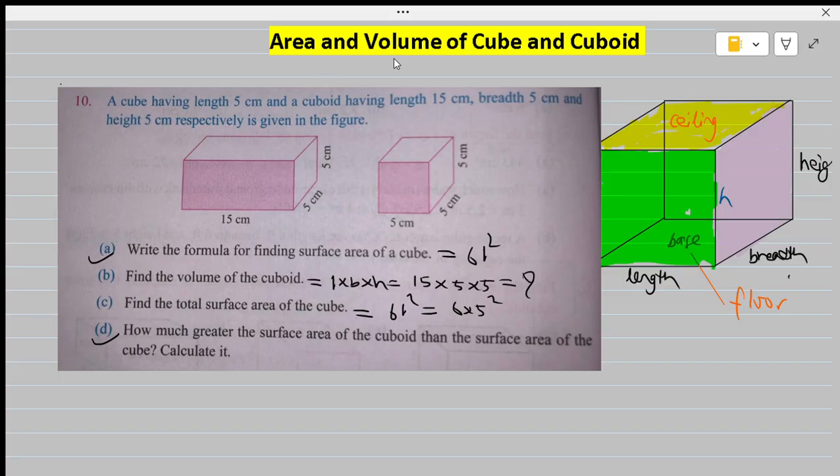How much greater is the surface area of the cuboid. The surface area of the cuboid is not asked in the earlier parts, so you have to find it. The formula you already know, so you use that and find the total surface area of the cuboid, and with that area you should check by how much it's greater than the surface area of the cube. The surface area of the cube you have found here, and you check by seeing the difference, and that you can give as the result.